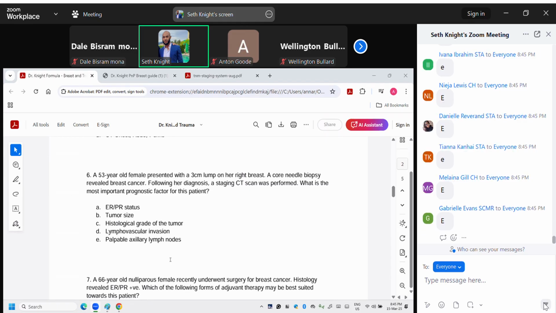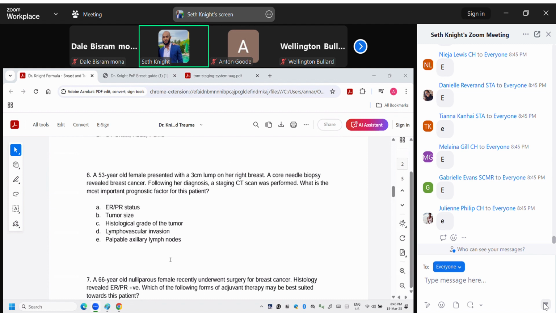Excellent, right? So now they didn't stage to see if it was Mets. And that's probably the trick in this question, because they didn't tell you Mets or not. But because they didn't tell us Mets, we have to infer they just mean the most important prognostic factor overall. And we said that is palpable axillary lymph nodes.